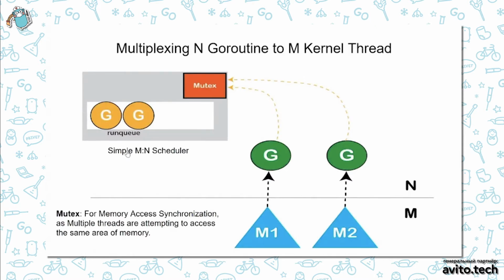Let's look into our simple m into n scheduler first. In this case, we have a simple global run queue, and let's say any function that spins up a new goroutine puts the new goroutine into the run queue. M kernel threads access this scheduler to get the goroutine to run from the run queue. As multiple threads are attempting to access the same area of memory, we will lock this structure with a mutex for memory access synchronization.